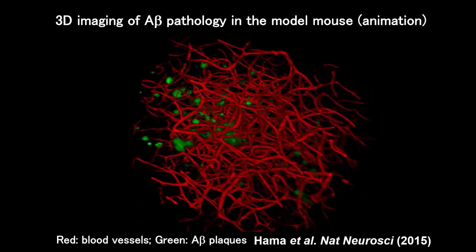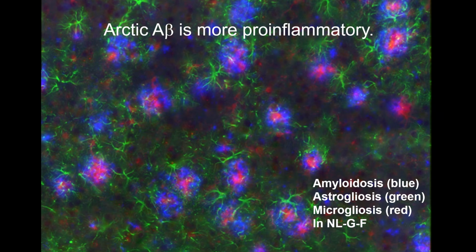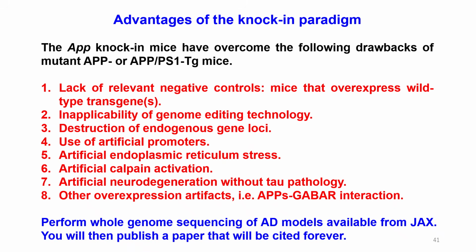living cells and tissues. The NL-G-F line carrying an additional Arctic mutation exhibits A-beta pathology 3 times faster than the NL-F line. This also shows that the Arctic A-beta is more pro-inflammatory. The A-beta amyloidosis is shown in blue, astrogliosis in green, and microgliosis in red. Here are the advantages of the knock-in mouse models.